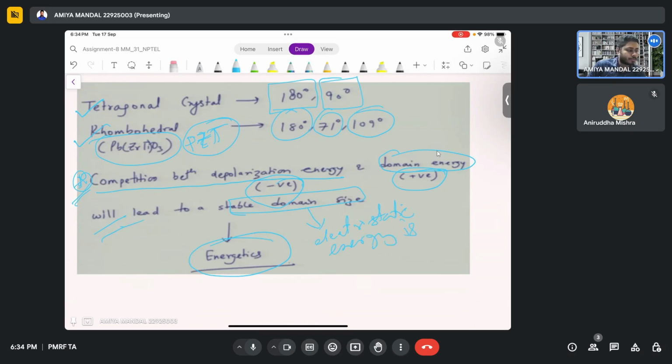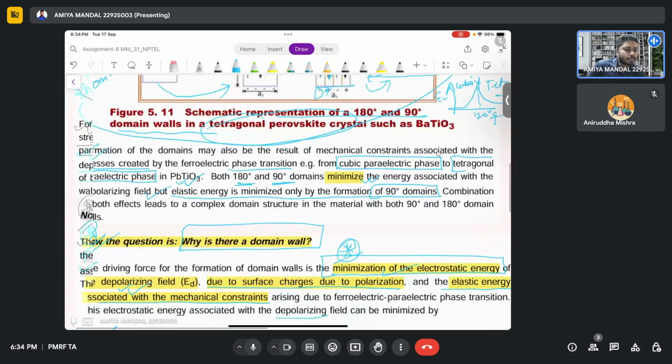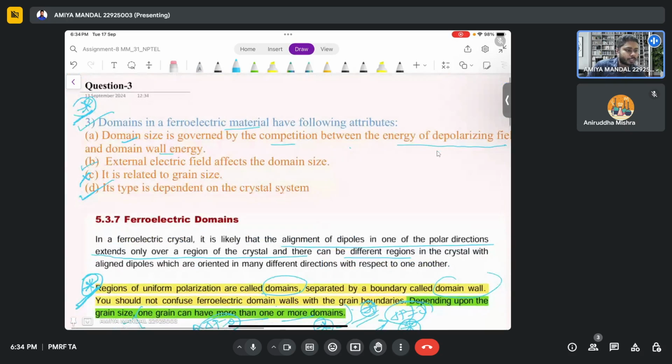Electrostatic energy is minimum. Okay, very, very important. That is the concept. So you can see what will be the answer.